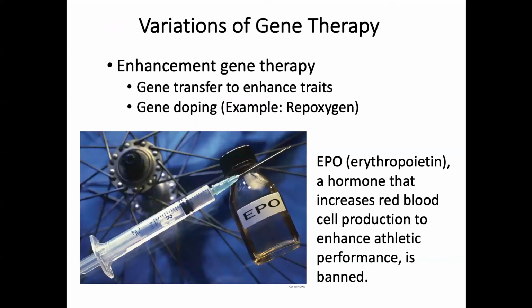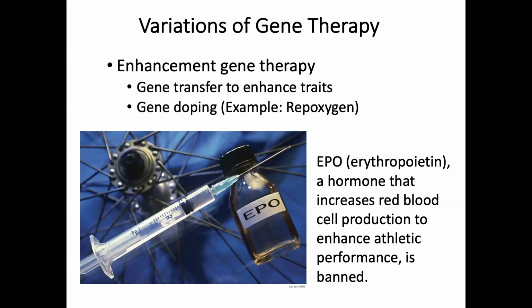Also, a variation of gene therapy is enhancement gene therapy, meaning this gene is intact in the body, but the purpose of gene therapy is to enhance the traits. Okay, so this slide shows gene doping by the use of EPO, also called erythropoietin. This is a hormone that increases red blood cell production to enhance athletic performance, okay?